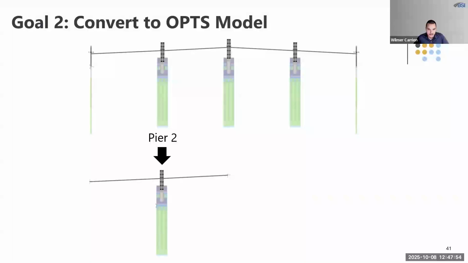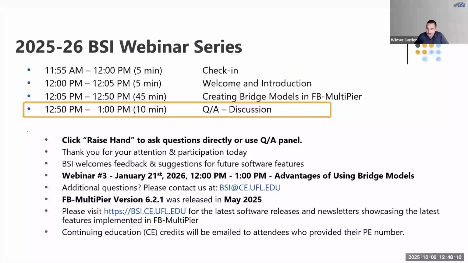Again, just to summarize, we took the pier model and transformed it into a bridge model and then into an ops model. And we saw what each step of the transformations looked like and what parts of the interface were specific to bridge models. So, Anand, do you want to take it away?